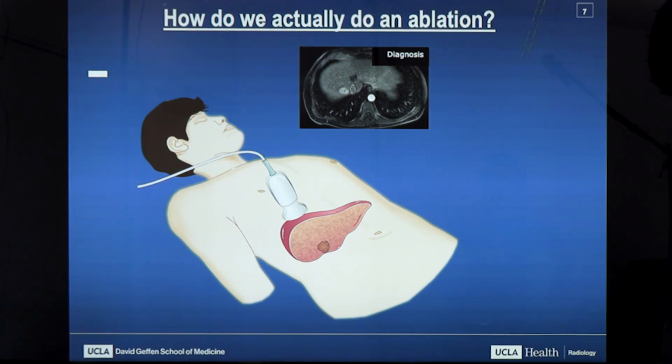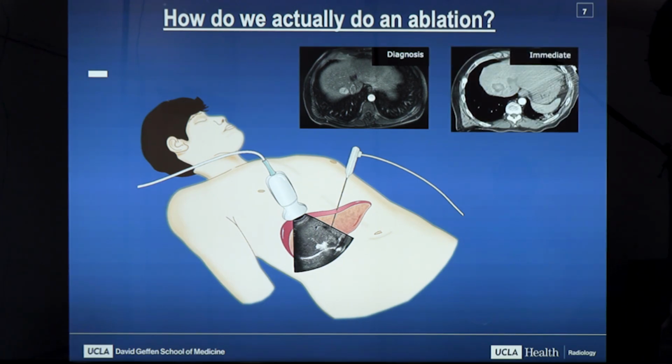tumor. Under a combination of ultrasound and CT guidance, an ablation needle is placed, again, through the skin into the liver with a tip parked inside the tumor itself. Under ultrasound guidance, you can actually see the ablation zone being formed around the tumor.